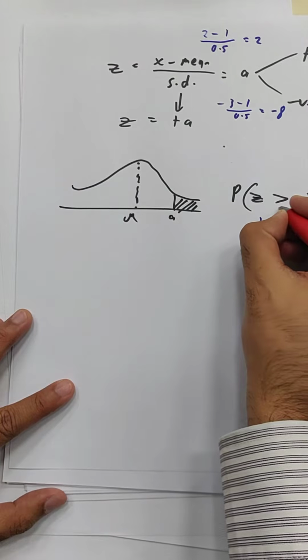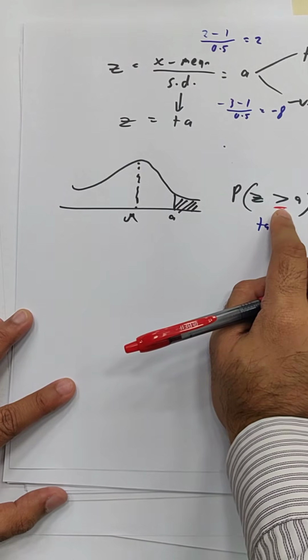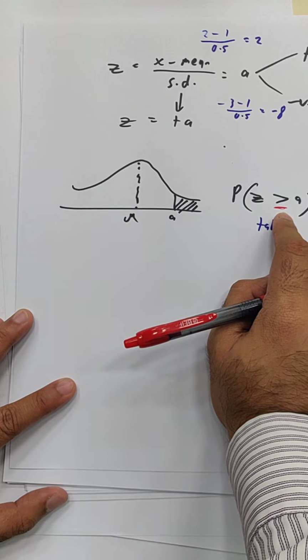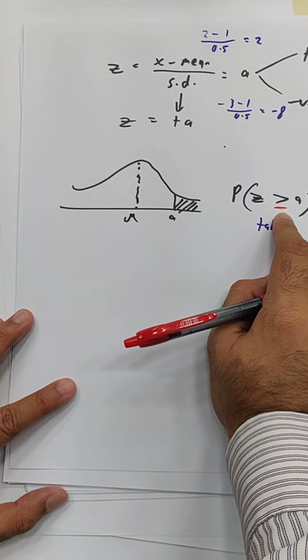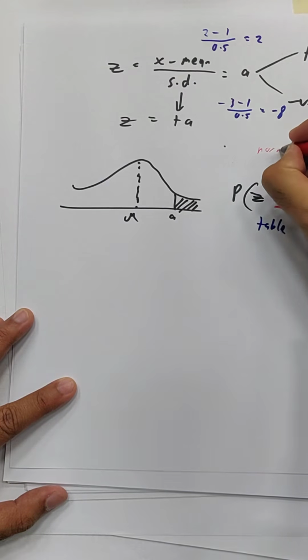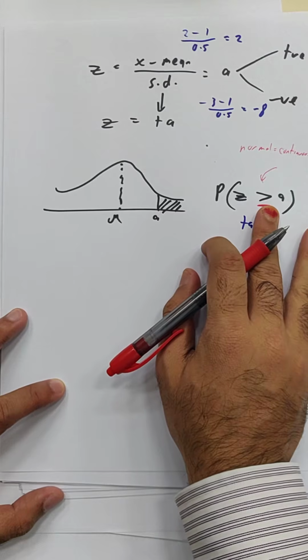Just a little note. What about if there's an equal sign down here? It's just the same. If there's equal or no equal, it will be the same. It doesn't play a role. Why, sir? Because normal distribution is continuous. So it doesn't play a role.